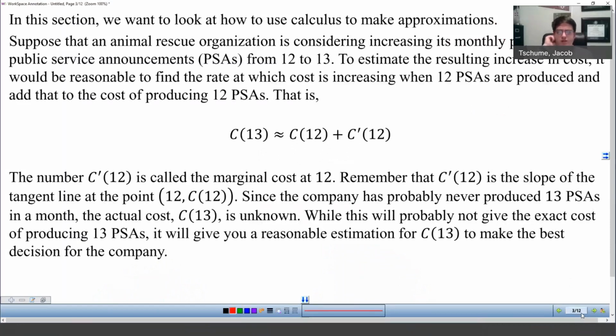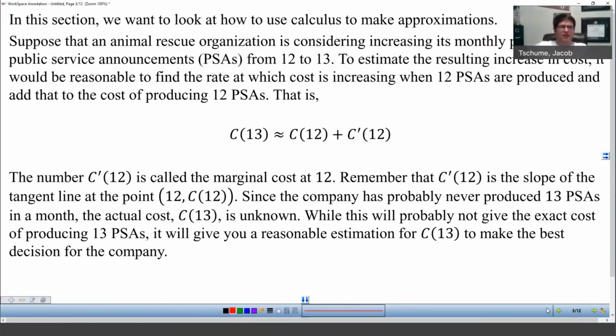So in this section, we want to look at how to use calculus to make approximations. This is an example I want to read through really quick to talk about how this works, and to show you in the real world where this may be useful. Let's suppose that an animal rescue organization is considering increasing its monthly production of public service announcements, which I'm going to call PSAs, from 12 to 13.